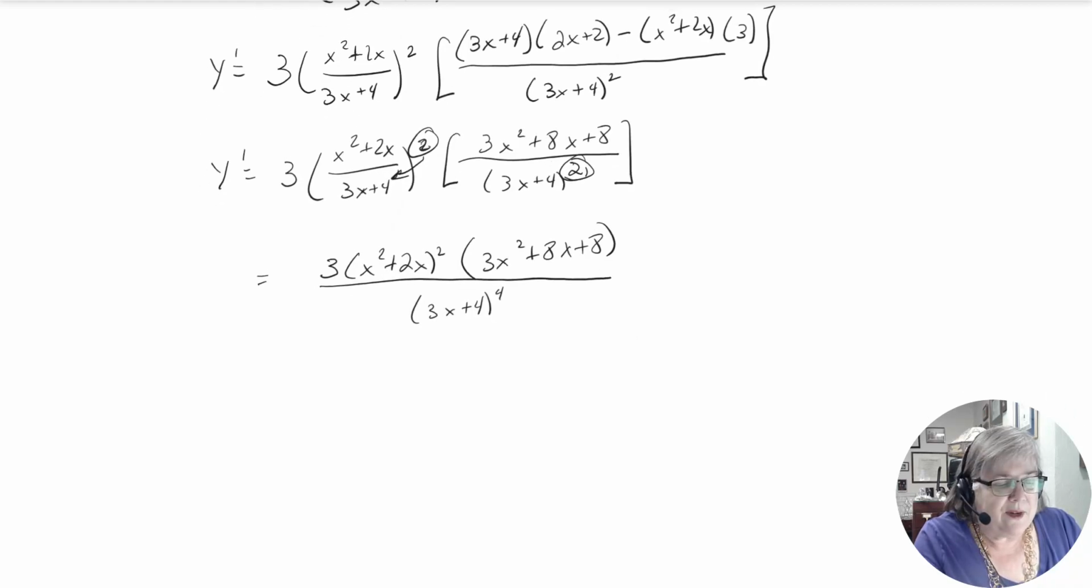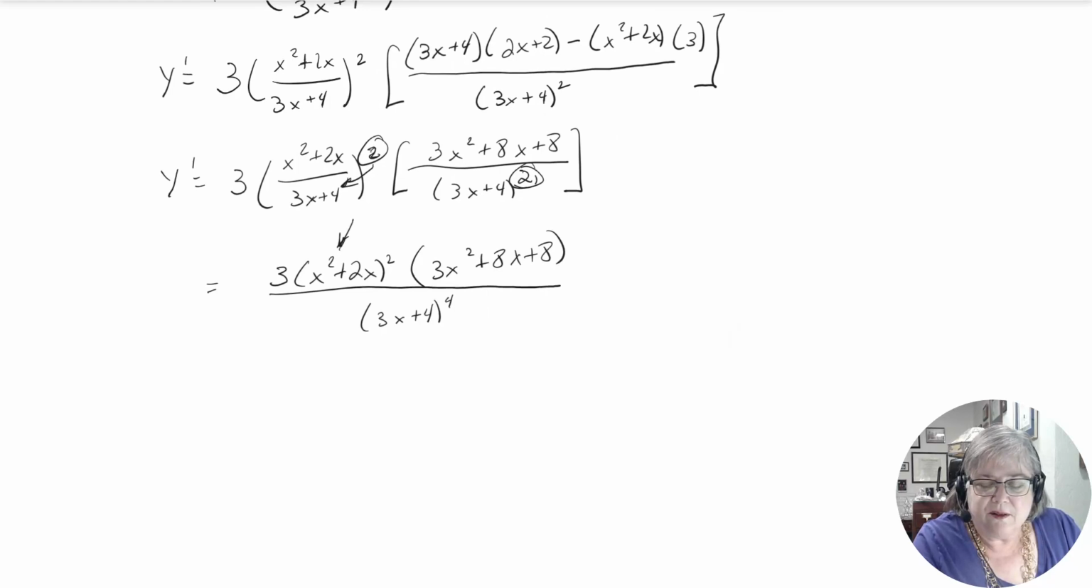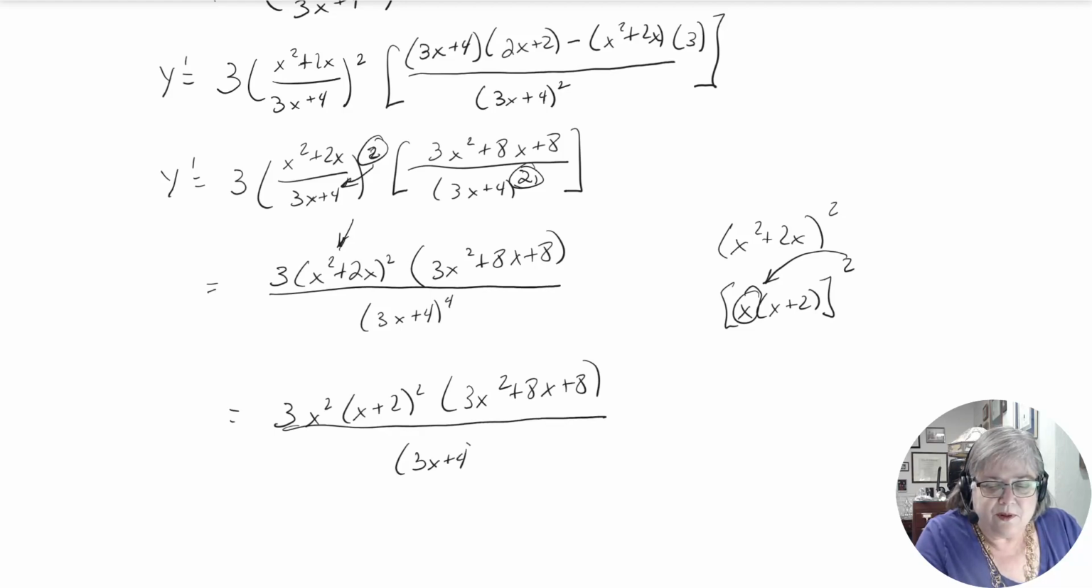Now, we could factor out an x from right here. And when we do that, because we're going to factor it out of here, we have x squared plus 2x, squared. So this is x times x plus 2, squared, right? So when we factor out this x, it actually is an x squared. So we would have 3x squared, x plus 2 squared, 3x squared plus 8x plus 8 over 3x plus 4 to the fourth.